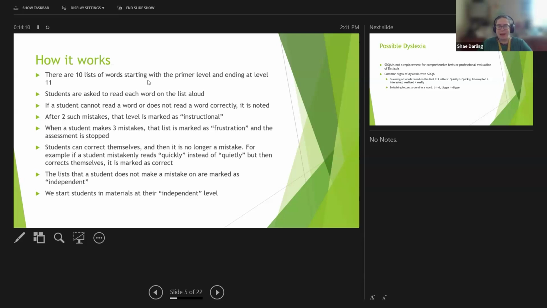The list that a student does not make any mistakes on is marked as independent. We will start them at the independent level. We want them to feel success. We want them reading at their actual level, not their instructional or frustration level, and then we build up to it.